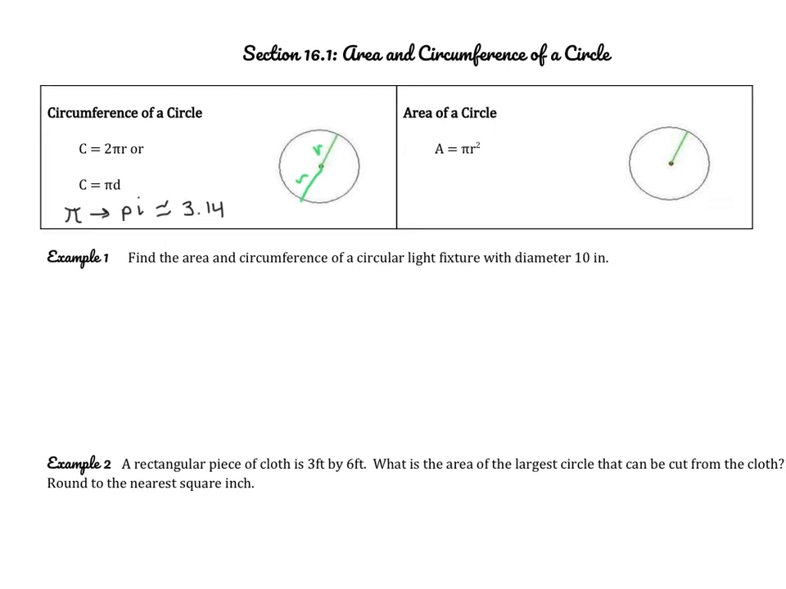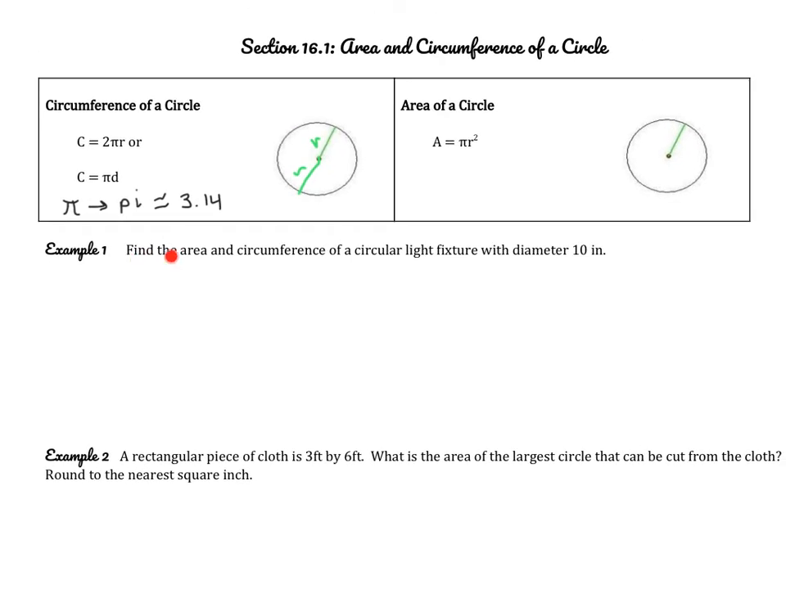Okay, so let's look at example 1. This says find the area and circumference of a circular light fixture with a diameter of 10 inches. Let's sketch a quick picture. The diameter is 10 inches. Remember, diameter goes through the center, so this total is 10. We can also infer from this that the radius of our circle is 5, right? The radius is always half of the diameter.